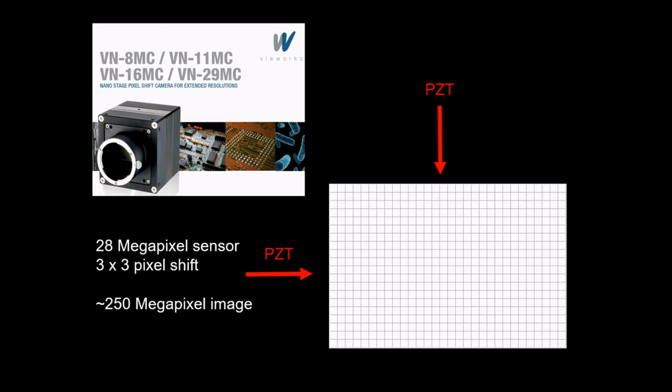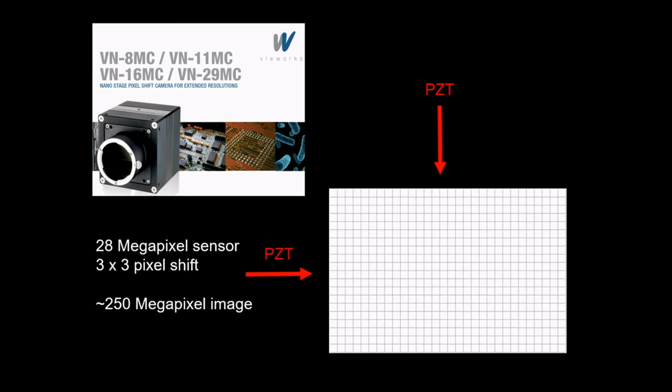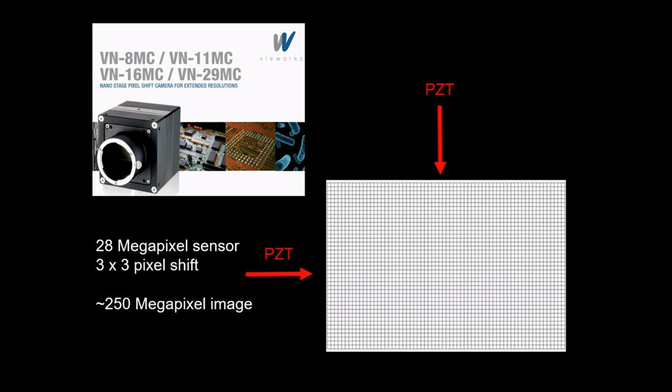So we take 9 images, we perform an operation that looks a lot like deconvolution, and then we end up with a resultant image that has 9 times the number of pixels, and each pixel is 1/9 of the original size. And this works quite well for us. We get about 250 megapixels, and we can reduce our field of view to about 4.5 millimeters or so, and then we get full Nyquist sampling across the field of view.